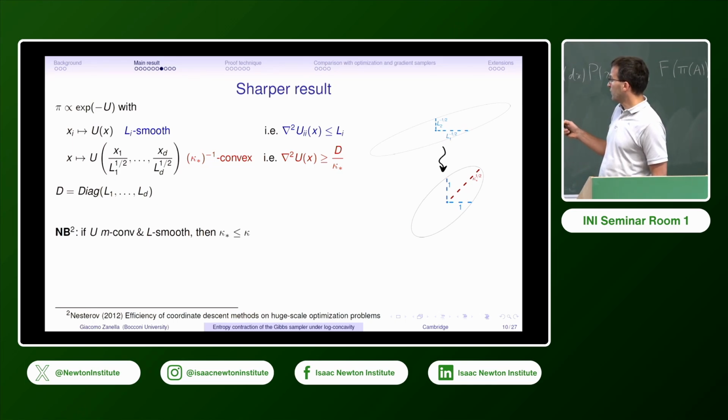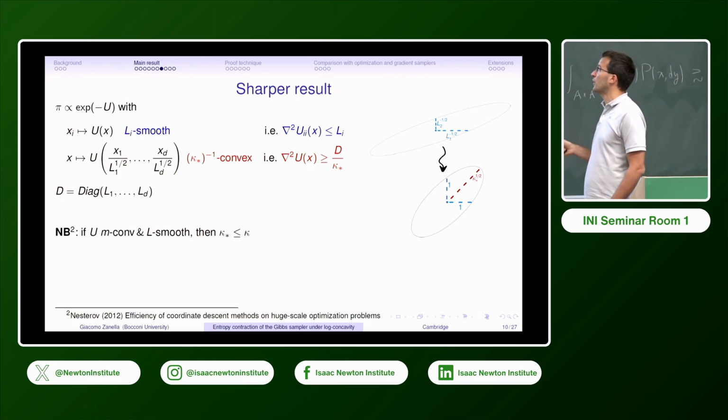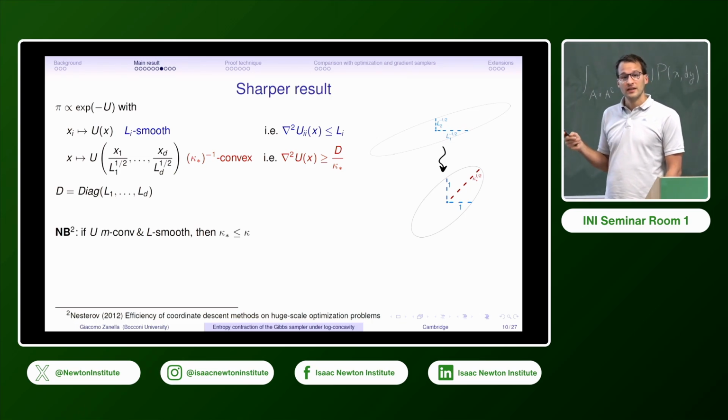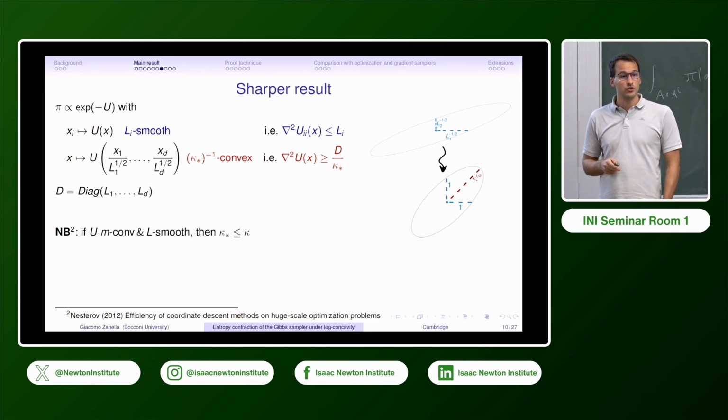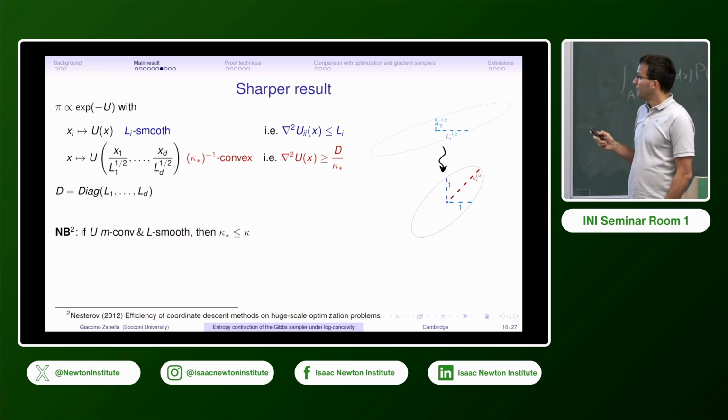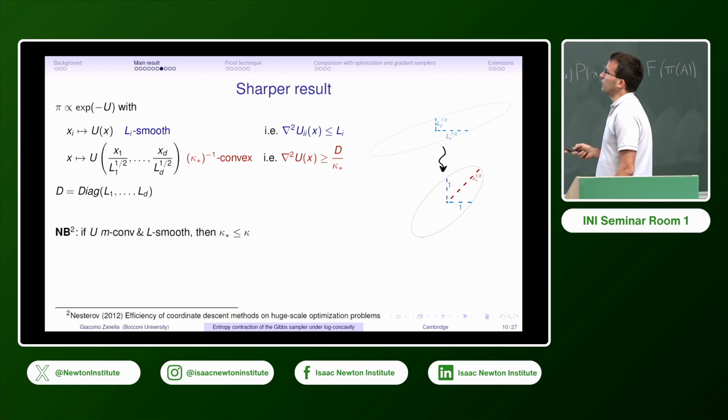And you assume that when you rescale coordinates according to Li, then you get a function which is jointly convex, and the convexity parameter, we call it 1 over kappa star. The reason to call it 1 over kappa star is that kappa star relates to the condition number. So first of all, let's think about the intuition of what this assumption means.